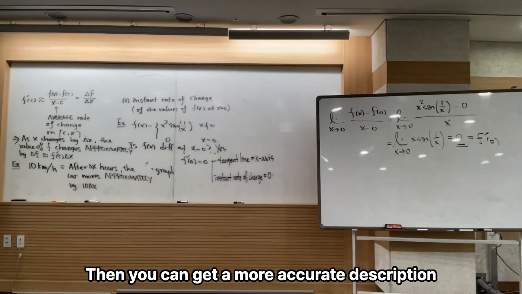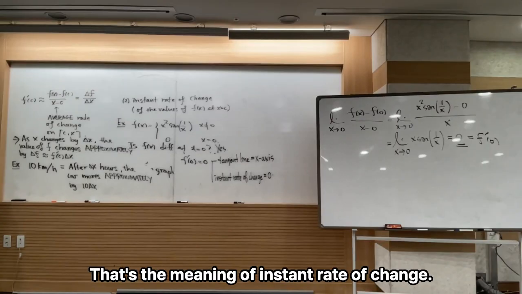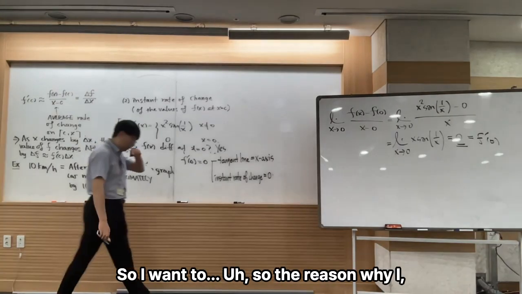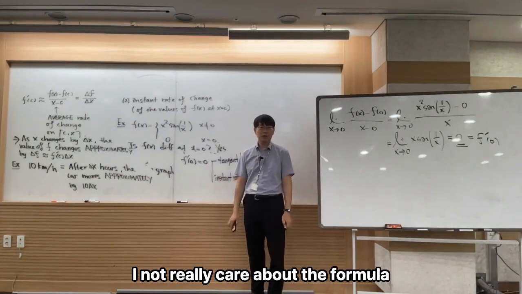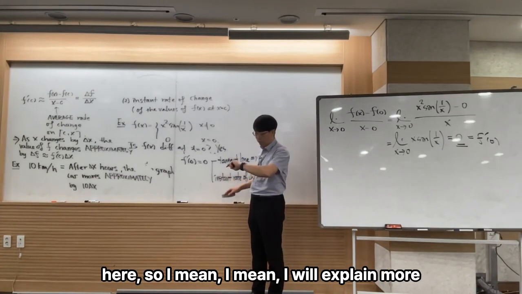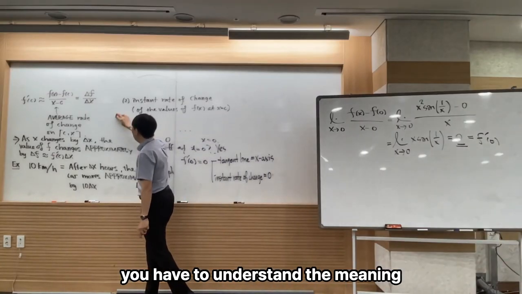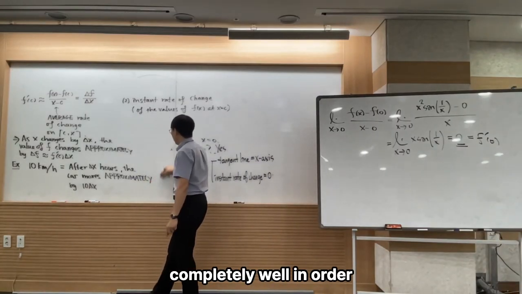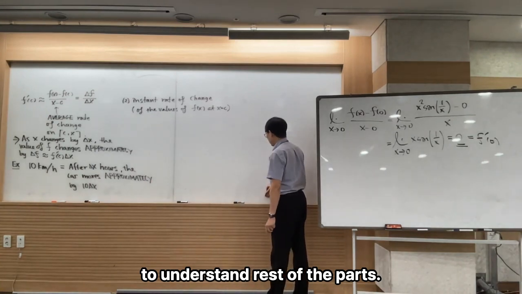1/3600. Then you can get a more accurate description of what 10 kilometers per hour is, right? That's the meaning of instant rate of change. So the reason why I don't really care about the formula here is that I will explain more about the formula later, but right now you have to understand the meaning of the differential completely well in order to understand the rest of the parts.